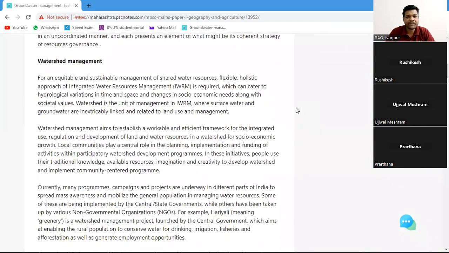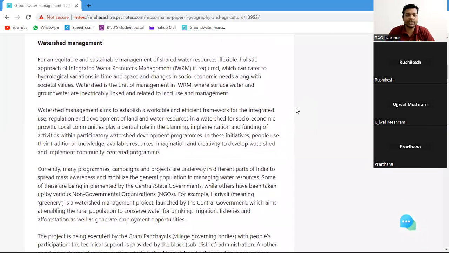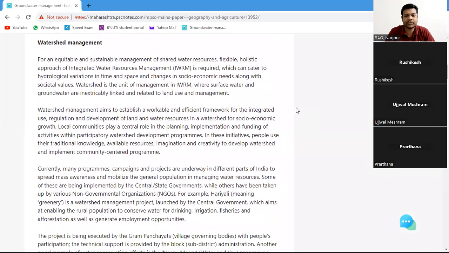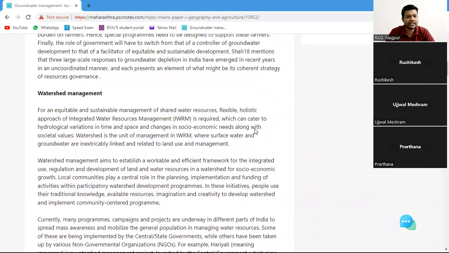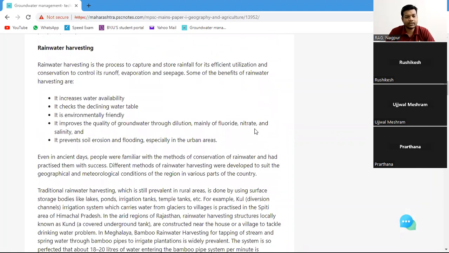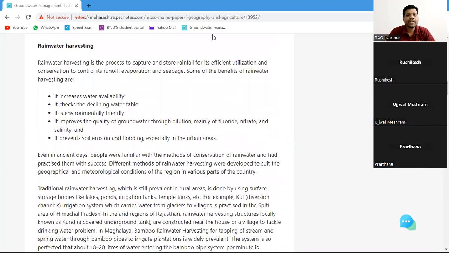So, what is the need of groundwater management? This was all about the need of groundwater management. In this part we have done watershed management. Now the important part is rainwater harvesting.